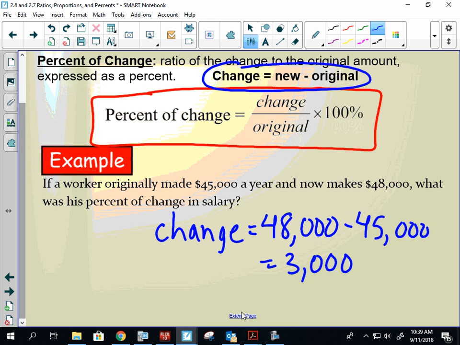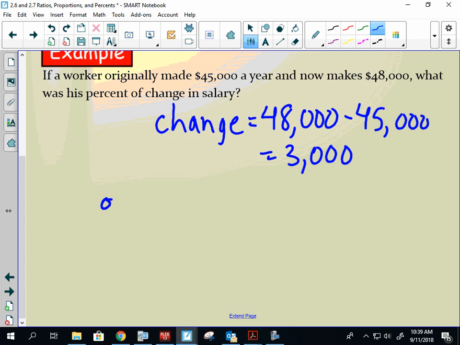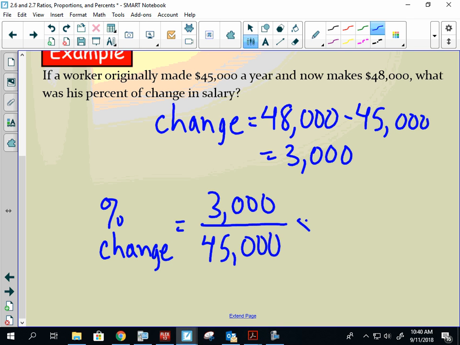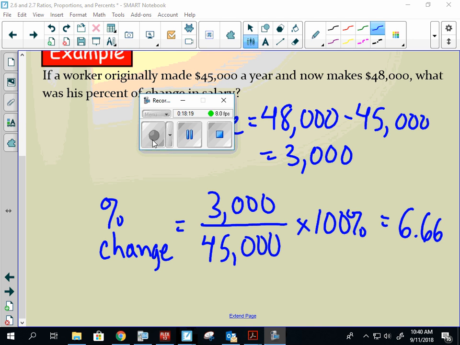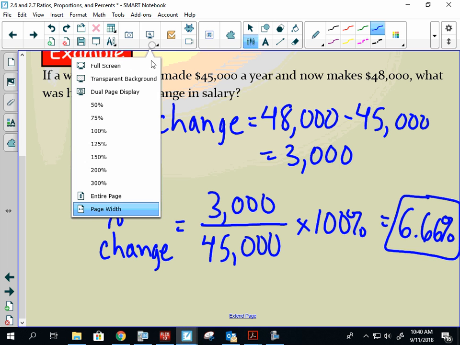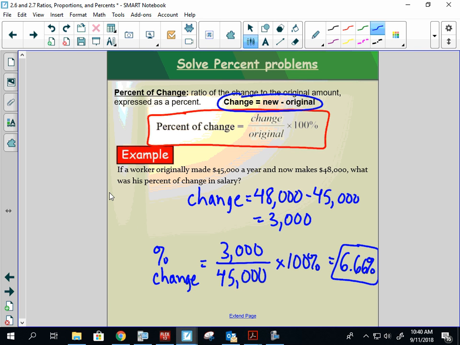Now I can use my percent of change equation. The percent of change is going to be the change, which is $3,000. It's positive, so it's an increase compared to the original, which is 45,000, times 100%. When I do that, I see it's 6.66%. That's the percent of change. Okay, so percent of change is always change divided by original times 100%, so we can get it as a percentage. If your change is positive, it means you're increasing. If your change is negative, it would mean it's a decrease.